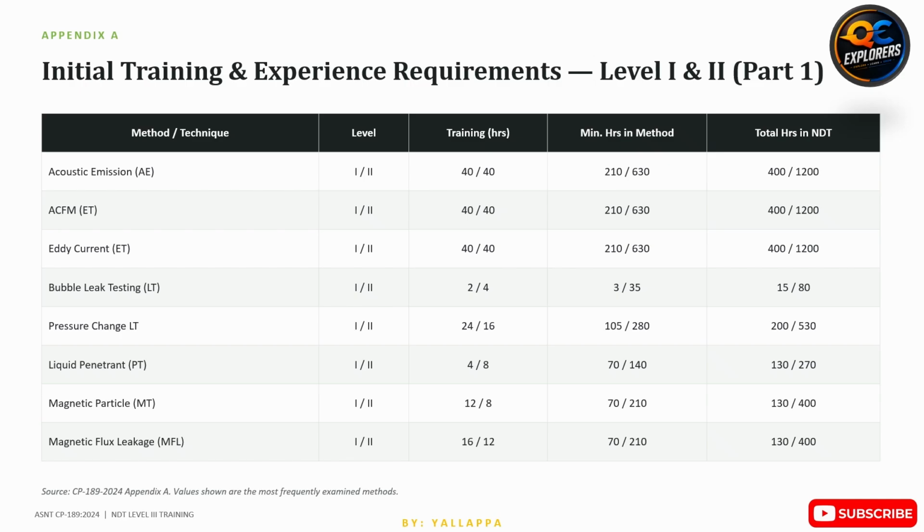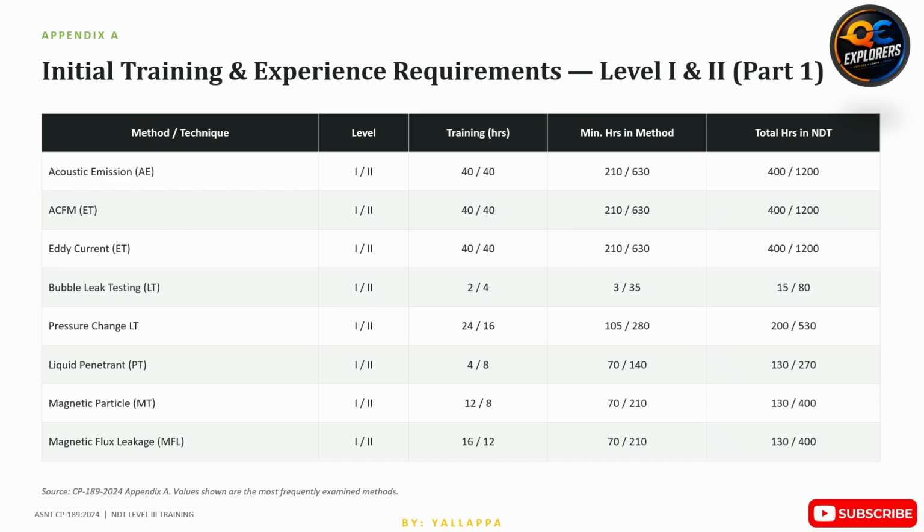Having completed the qualification requirements described in Section 4, we now arrive at one of the most important reference sections in the entire CP-189 standard, Appendix A. This appendix is more than just a table of numbers. It defines the minimum training and practical experience that every employer must verify before certifying Level 1 and Level 2 personnel. If you're preparing for an ASNT Level 3 examination, writing an employer certification procedure, or auditing an NDT qualification program, Appendix A is a section you should know thoroughly. Many examination questions and audit findings are based directly on these qualification requirements.